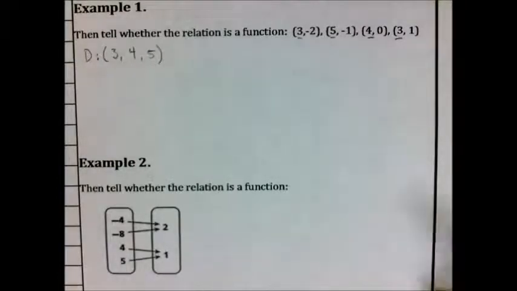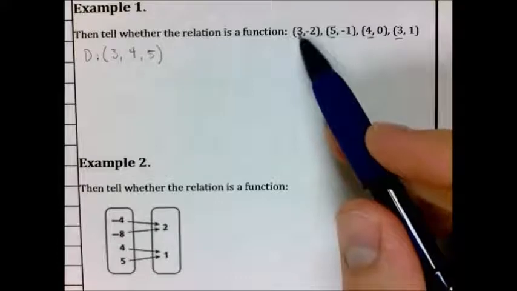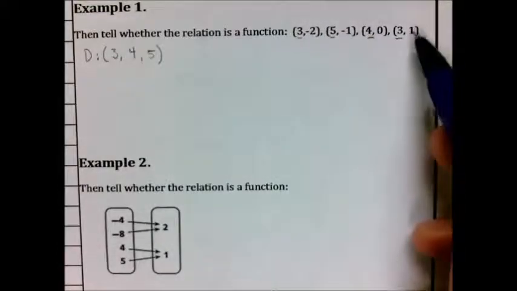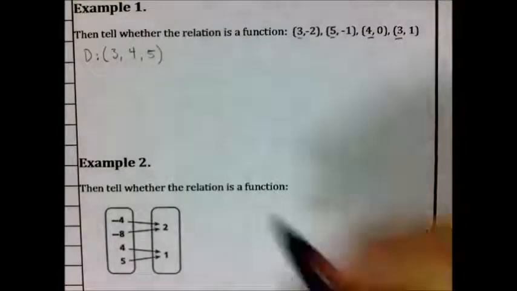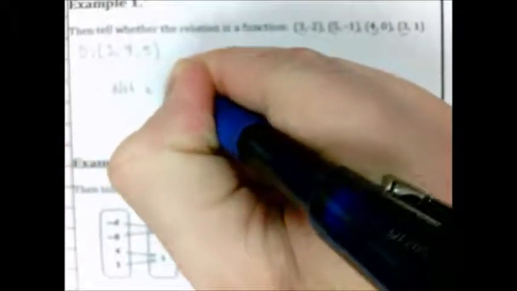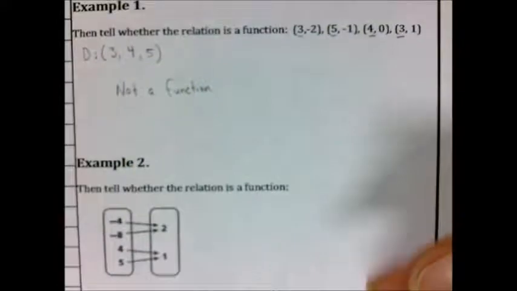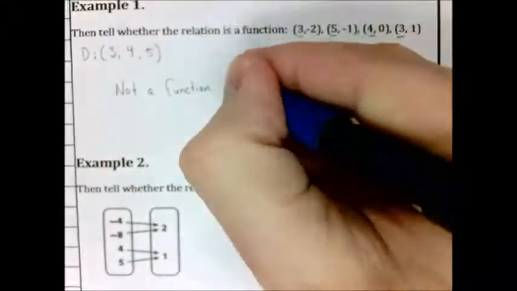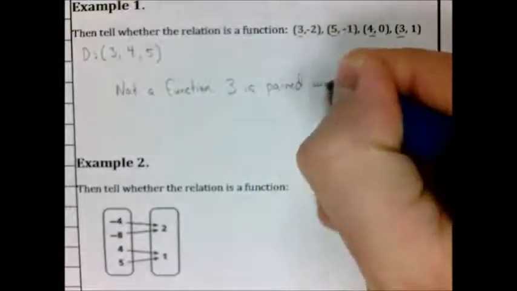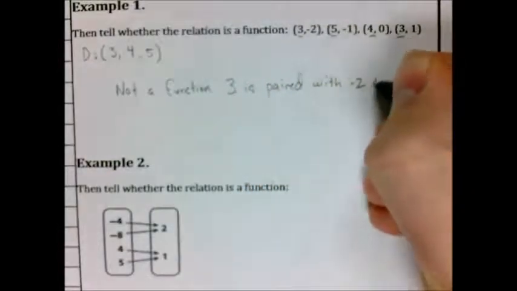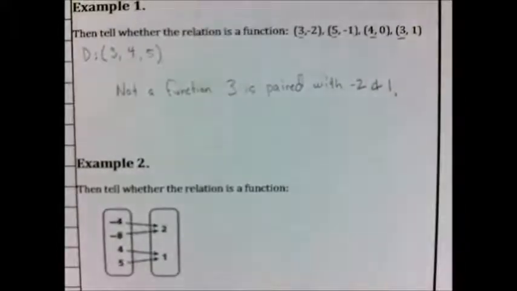If all of the x's are different, which we can see right here, we do not have different x values. We have the same x value. That means that this relation is not a function. And the reason why it's not a function is because 3 is paired with -2 and 1. That means that it cannot be a function because the domain x value of 3 is paired with 2 different numbers.